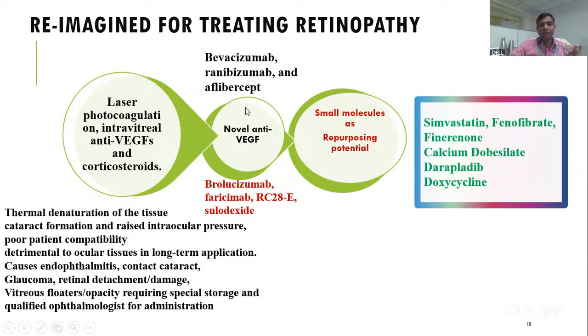So to overcome that, novel anti-VEGF medicines came to the market. These medicines are available as intravitreal injections. And to overcome the problems further, these drugs used particularly for AMD are now repurposed for diabetic retinopathy, and they are in the clinical phase in different phases. Again, to rethink other molecules that can be used for diabetic retinopathy, people have started research on small molecules having potential for it.